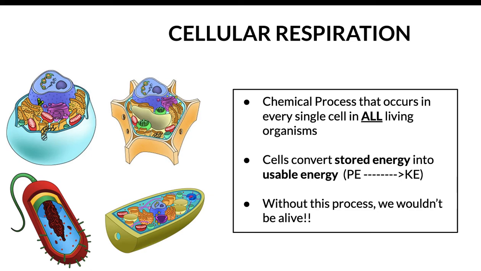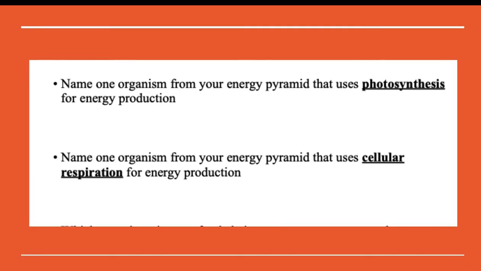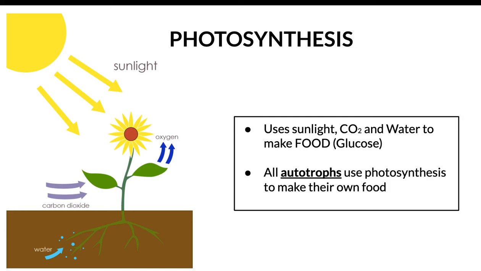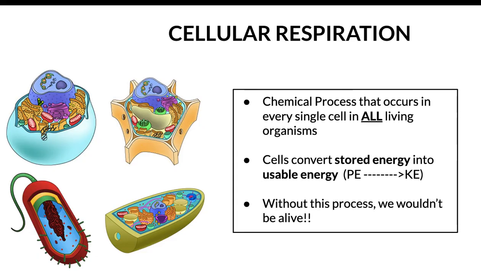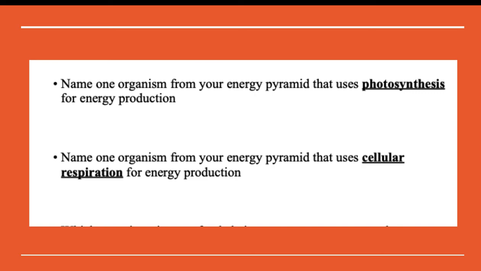So the difference between cellular respiration and photosynthesis is, photosynthesis, I'm going to go back. Photosynthesis is the process where an organism makes their own food. And cellular respiration is a process where all organisms, every single one, will take the stored energy and convert it to usable energy for kinetic energy. Okay? So now go back to that second bullet and name one organism from your energy pyramid that uses cellular respiration.